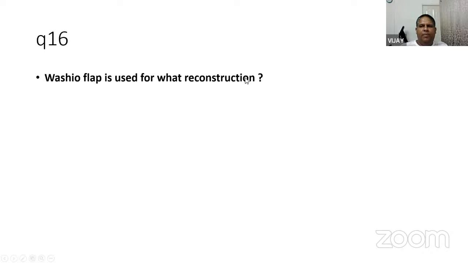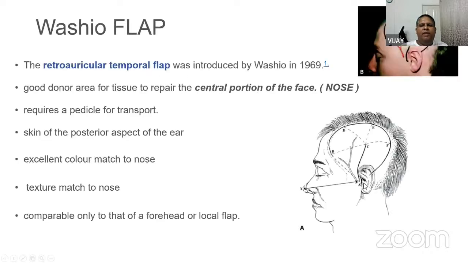What is the Brachial flap used in reconstruction for? The Brachial flap is basically used for nasal reconstruction. It is a retroauricular temporal flap. Okay, it is used for reconstruction of the central portion of the nose. It requires a pedicle for transport.